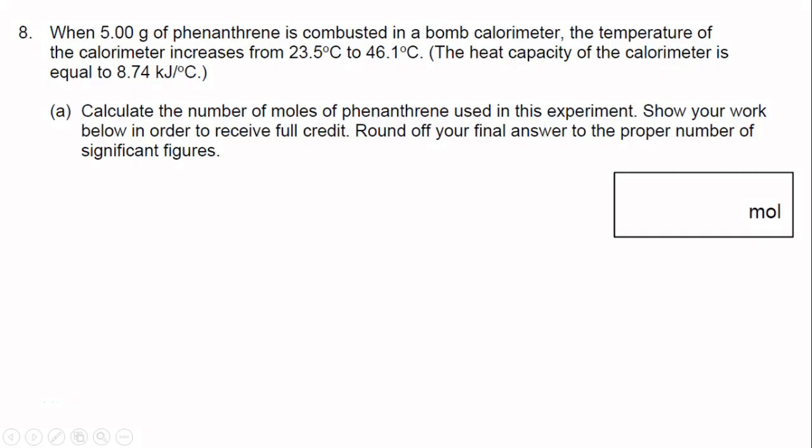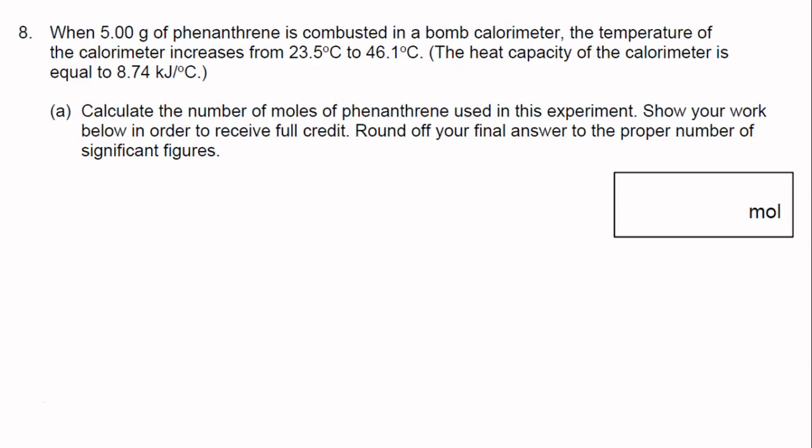In number 8, we have an experiment involving a bomb calorimeter. 5.00 grams of phenanthrene is combusted. The temperature of the calorimeter increases from 23.5 degrees Celsius to 46.1 degrees Celsius, and the heat capacity of the calorimeter is 8.74 kilojoules per degree Celsius.